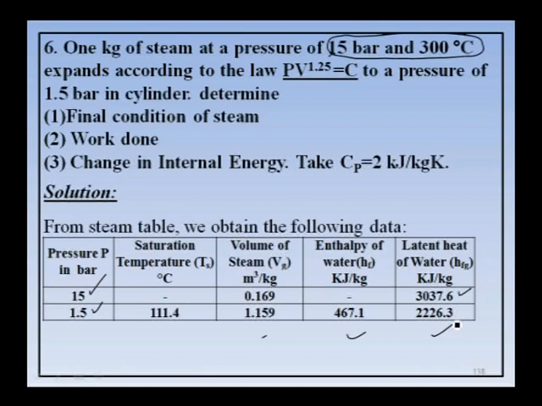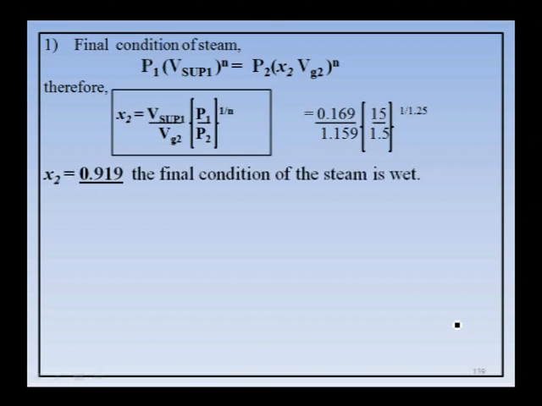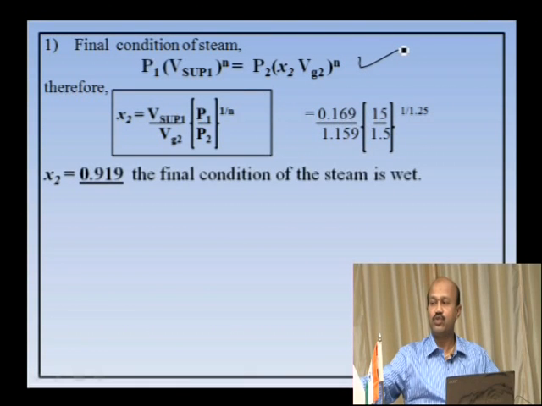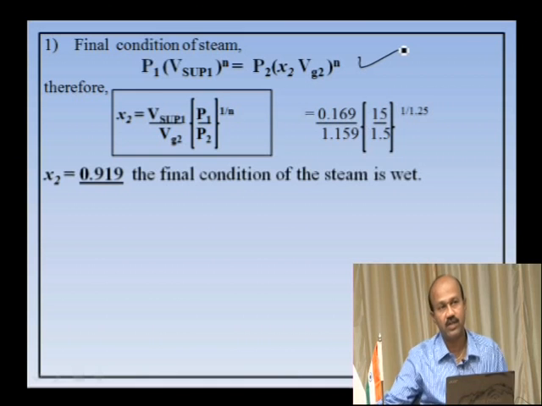So after taking the values from the steam table, first we should find the final condition of steam. Initially it is superheated and finally we do not know, but we should always assume, if the condition is not known, final condition is a wet steam. So I have used this relation. See here, P1 v_sup1 to the power n. Why have I taken v_sup1 initially? Because the initial condition of steam is superheated. It is given in the problem.